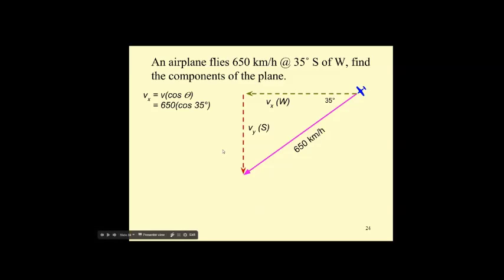And that calculates to 532 kilometers per hour. Calculating the vertical component, or the southerly component, now I use the sine because it's opposite the 35 degree angle. Plug in 650 times the sine of 35. Calculate 373 kilometers per hour.